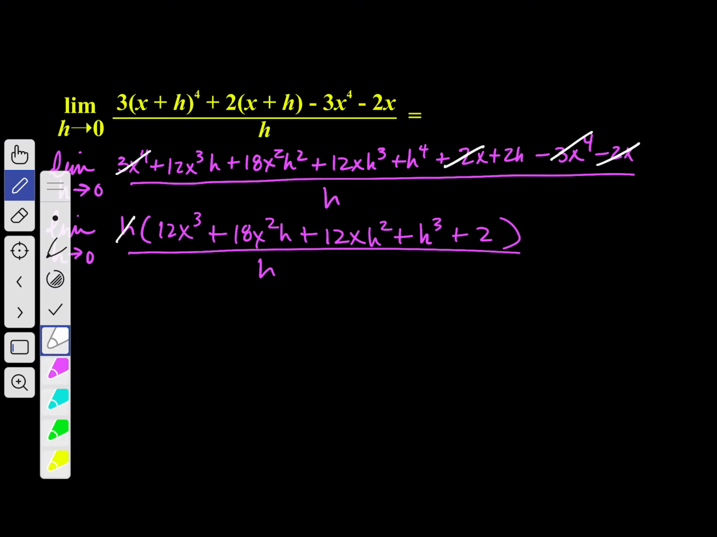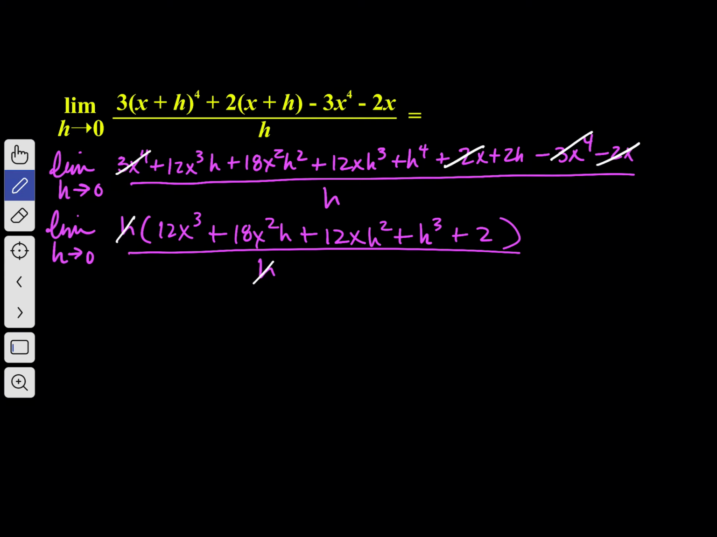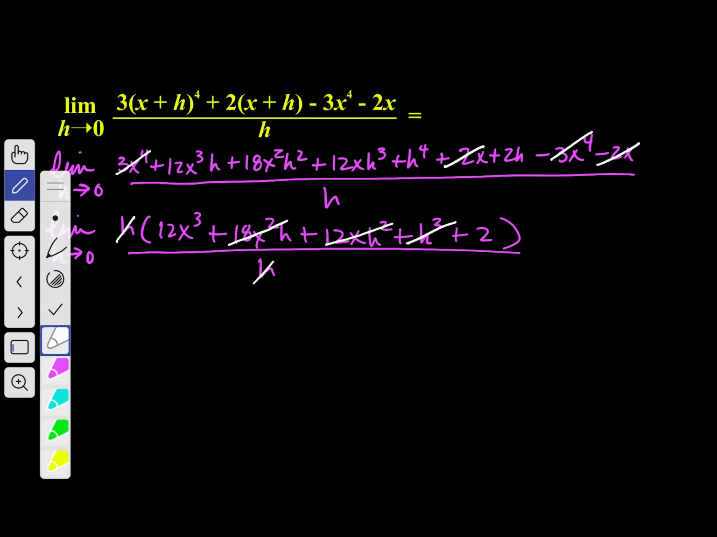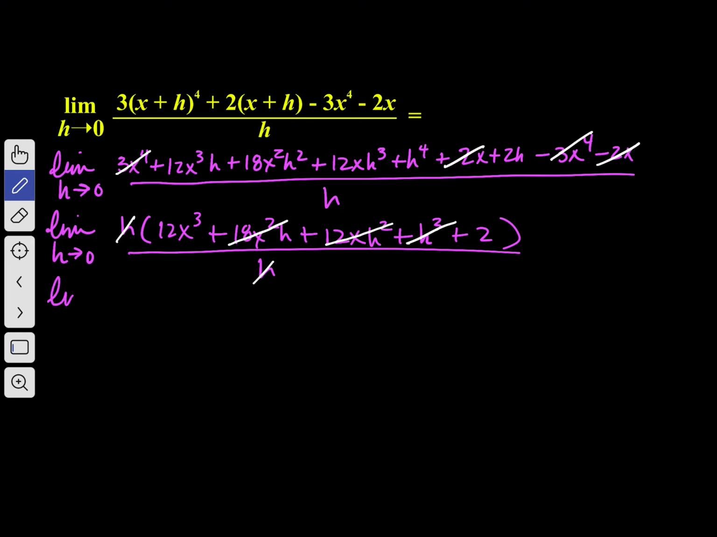I'm thinking I got everything there. There's the h. I'm going to cancel those h's. Then if I substitute in 0 for h, this term cancels, this term cancels, this term cancels. So my derivative, my instantaneous rate of change expression, is going to be this.